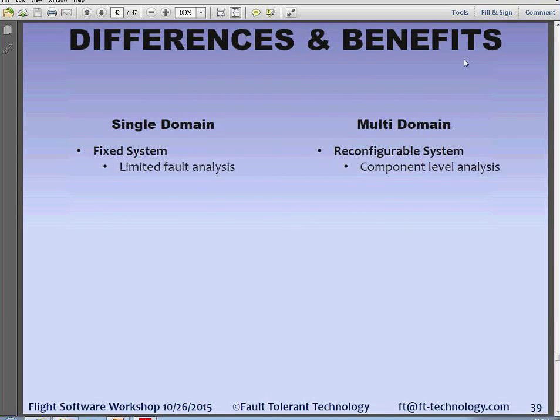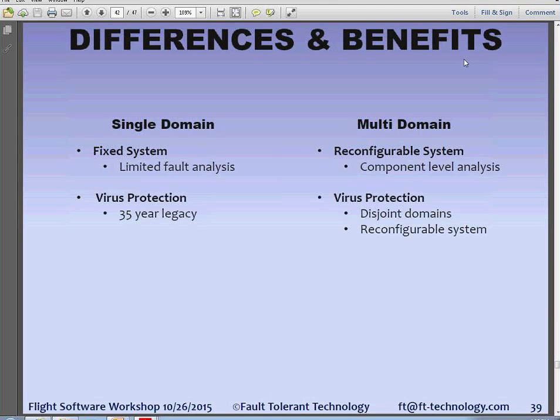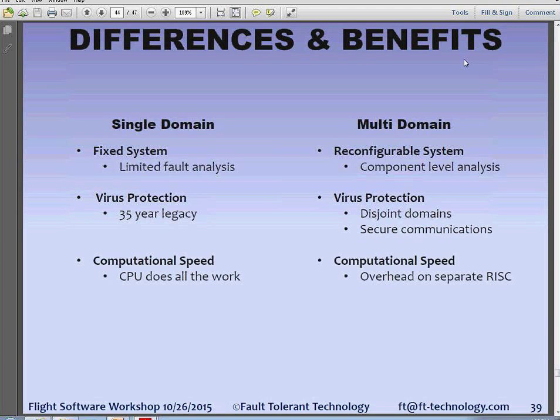So comparing the two systems together, we can see that the single domain system has limited fault analysis. The multi-domain system has reconfigurable systems. For virus protection over here, we have a 35-year legacy. Virus protection over here, we have disjoint domains and reconfigurable systems.